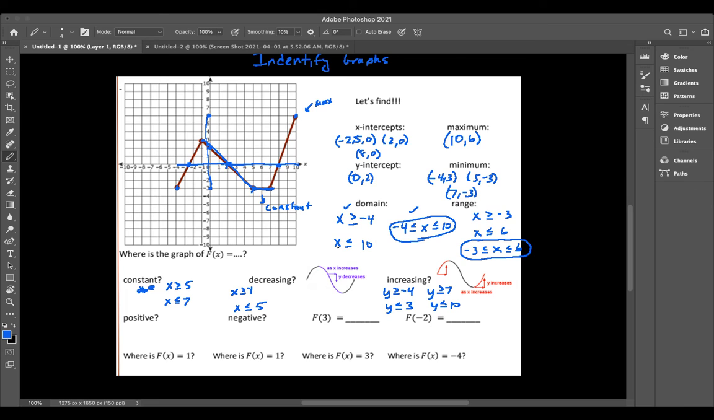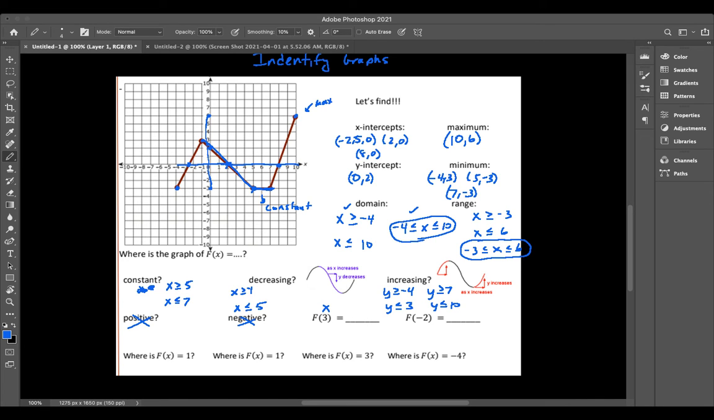Now, we're not going to worry about positive and negative. We're going to take those out. Now the next point is, okay, now they're giving us points on the graph. So what do we know? f of 3. So we know that x is 3. So what is the y value when x is 3?